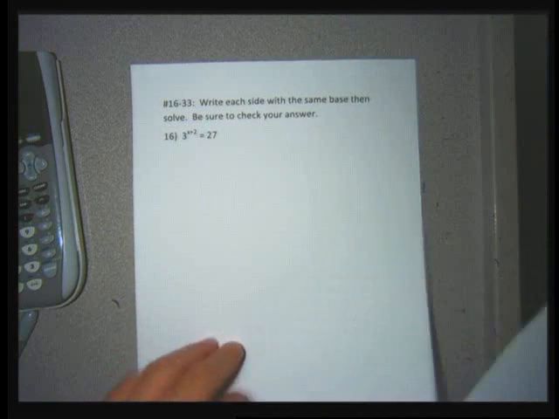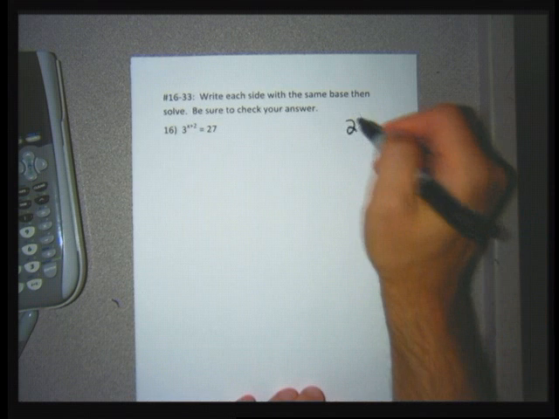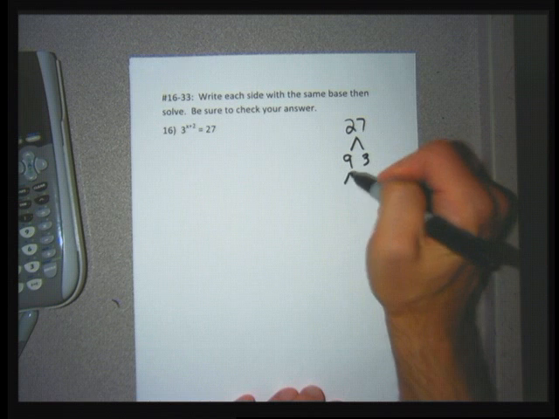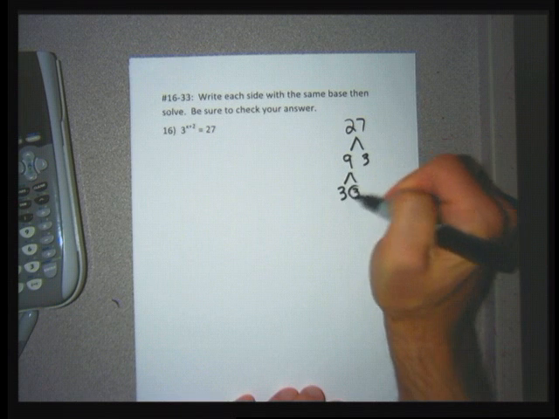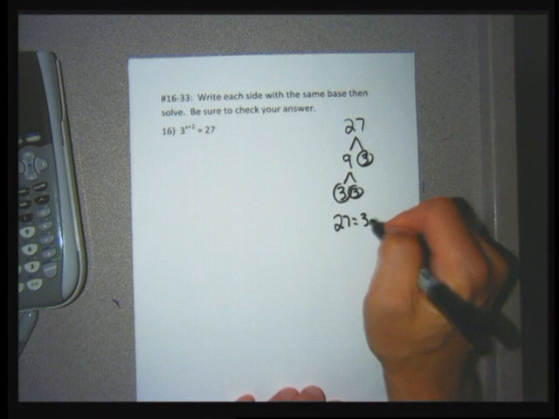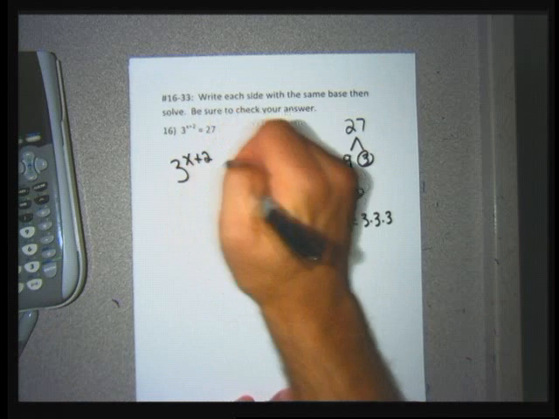So now we have a bit of algebra to do, and some of the algebra can get a little bit tricky. Each of the problems between 16 and 33, with a bit of work, we'll be able to write both sides with the same base. In problem 16, my goal is to write 27 as 3 to some power. So I'll make a prime factor tree for 27 to see what 27 is as 3 to some power. A prime factor tree for 27 tells me that 27 equals 3 times 3 times 3. So 27 can be written as 3 to the third power.